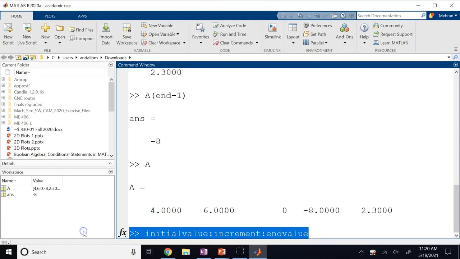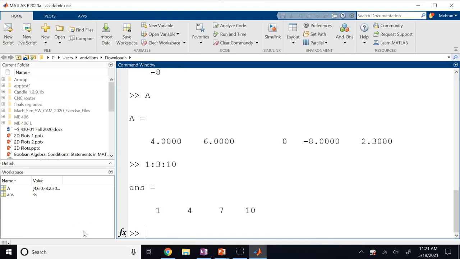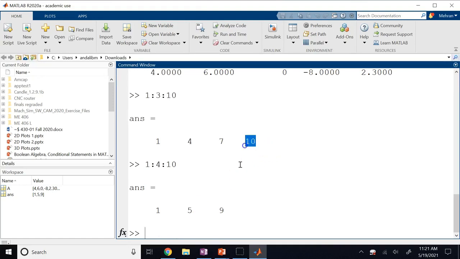So let's say I would say 1 with increment of 3 all the way to 10. So what does it give me? It starts at 1, adds 3 to it each time until it gets to 10. And it might stop before 10, right? So if I change this increment to 4, then you only go 1, 5, and 9. You will never get to 10 because the next number after 9 is 13, and you're not going to get there. So at or before the endpoint, you will stop depending on the increment and depending on the initial value. So this creates a vector for you.